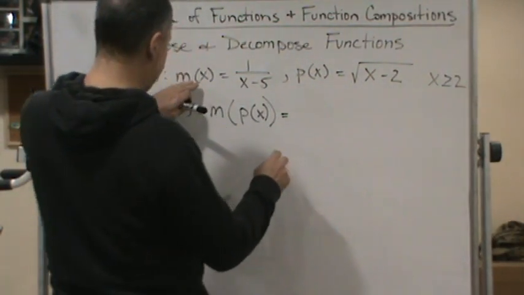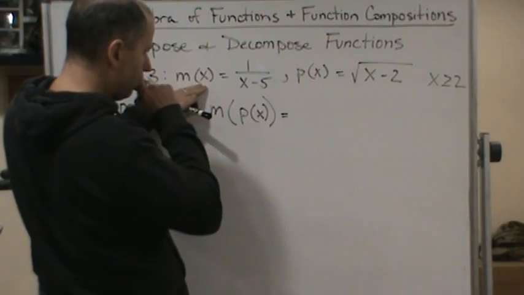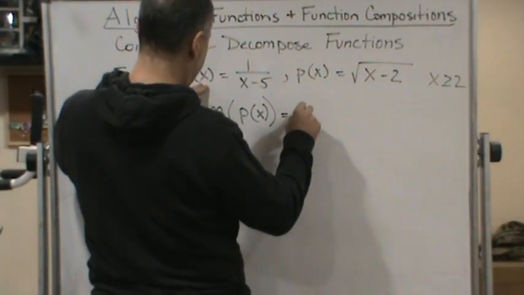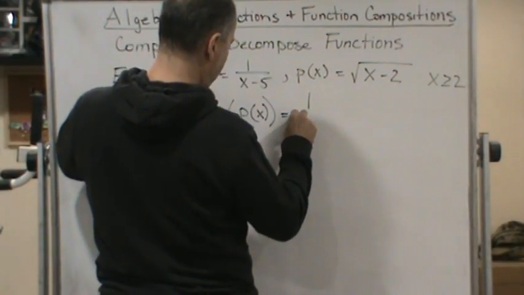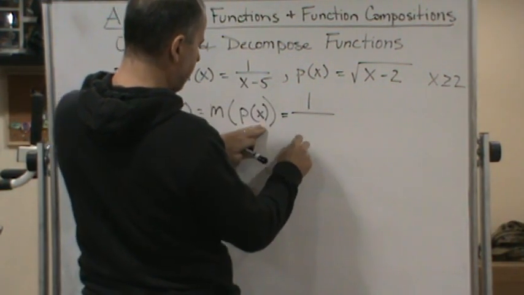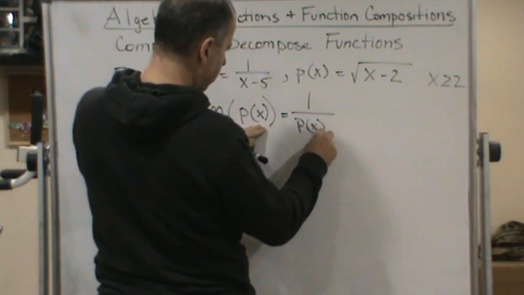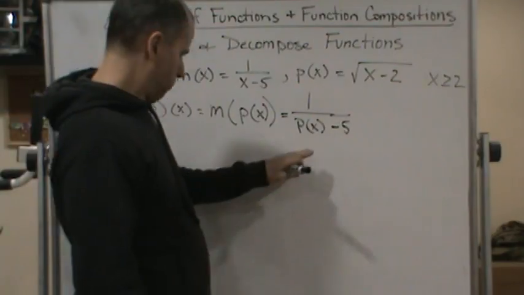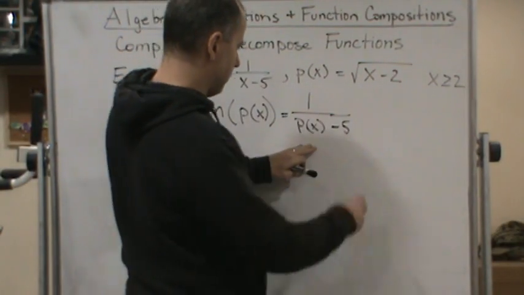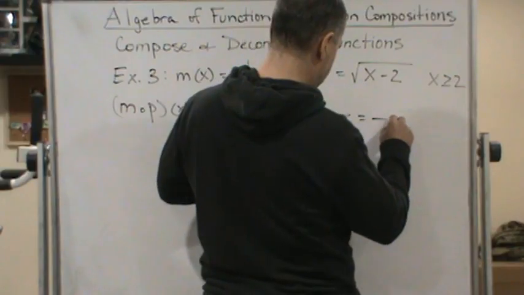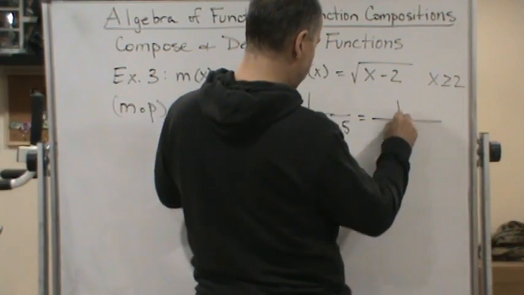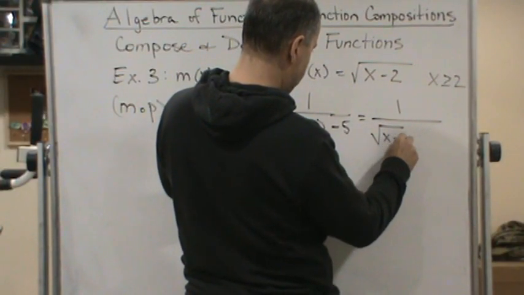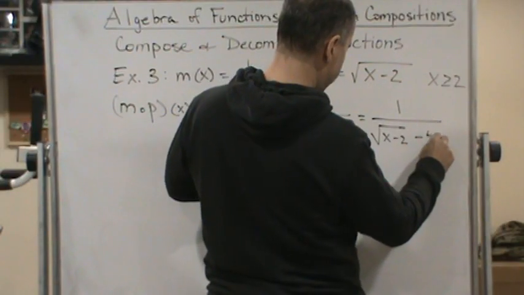So what I'm going to do is take m, which is 1 over x minus 5, but instead of x, I'm going to put p of x, minus 5. Now, what's p of x? P of x is this. So I'm going to get 1 over the square root of x minus 2, minus 5.